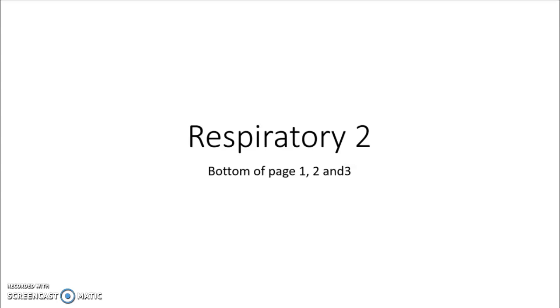Okay, so this is the respiratory system second part, and this starts at the bottom of page one. And again, we are working through the respiratory system note packet. So we'll get started with that right now. And here we go.